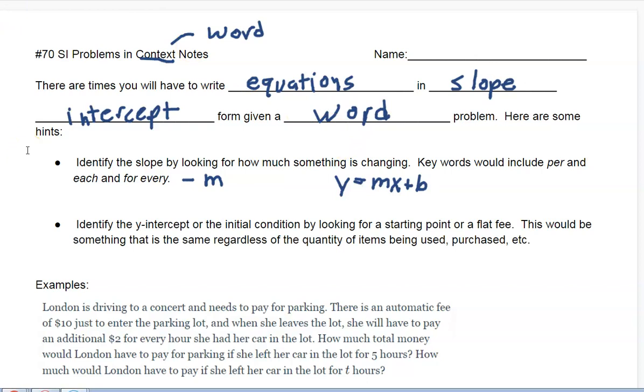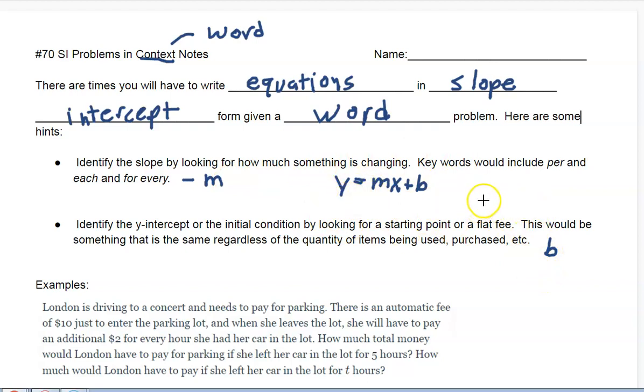Okay, so the next step is going to be to identify the y-intercept or the initial condition by looking for a starting point or a flat fee. This would be something that is the same regardless of the quantity of items being used, purchased, etc. And of course this is going to be our beginning or our b. So you're looking for your m and your b in y equals mx plus b.